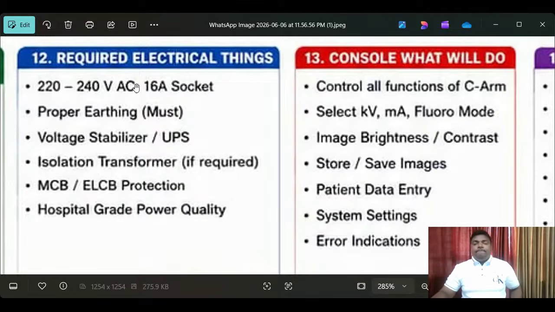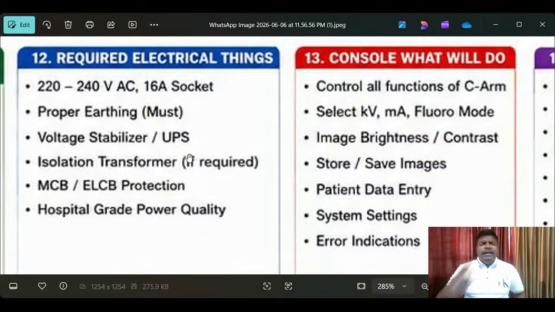So the twelfth point, required electrical things: 220 to 240 volts AC, 16 amp socket. Normal 6 amp, 5 amp or 10 amp small plug tops do not support this C-arm, because it is a high voltage equipment, a C-arm unit system. So please utilize 16 amps. A 3-pin plug is mandatory. These are the required electrical things. Proper earthing is most important, and a voltage stabilizer or UPS is very important. That's why I'm saying UPS connection is very, very important.